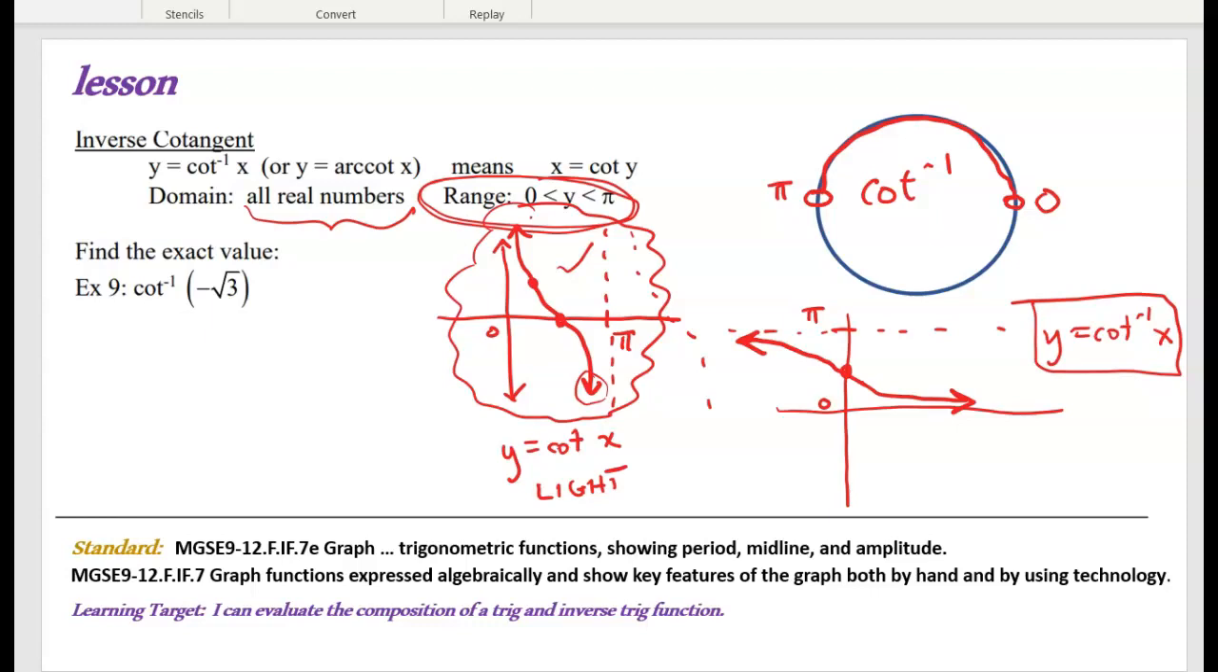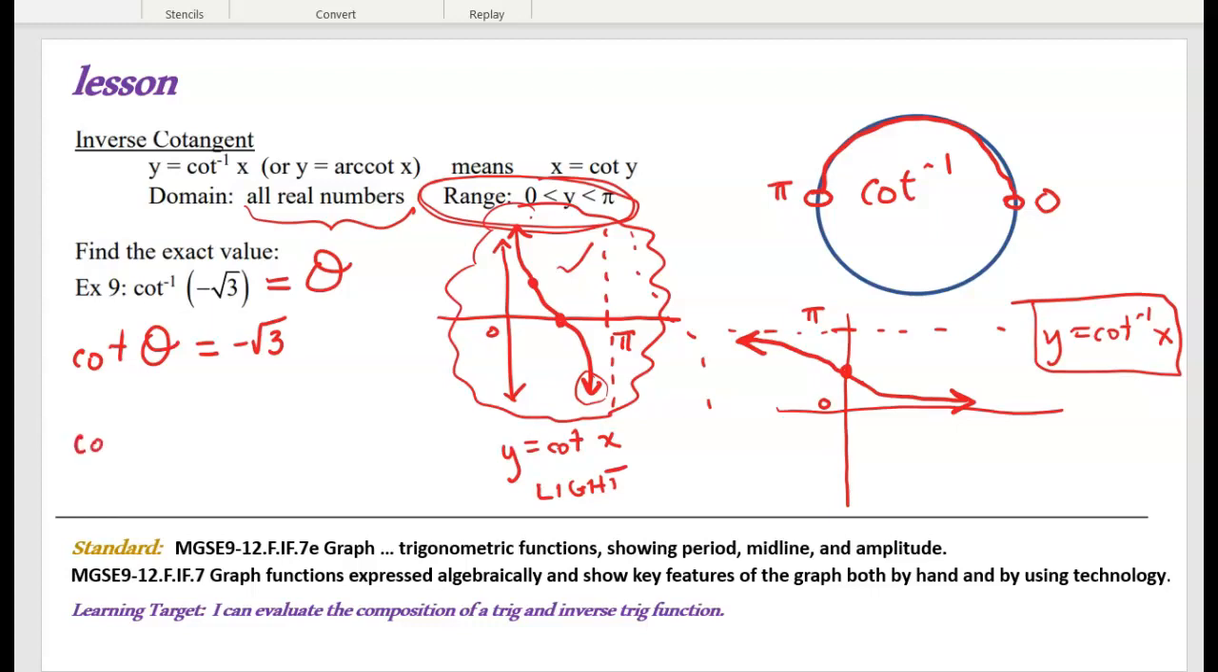Okay, so now let's work a problem. So now that we know that the range lives here, I can evaluate. That's what I need to know. So, same question. Cotangent inverse of a ratio equals an angle means cotangent of some angle gives me negative root 3. So what angle between 0 and pi will give me out this ratio?